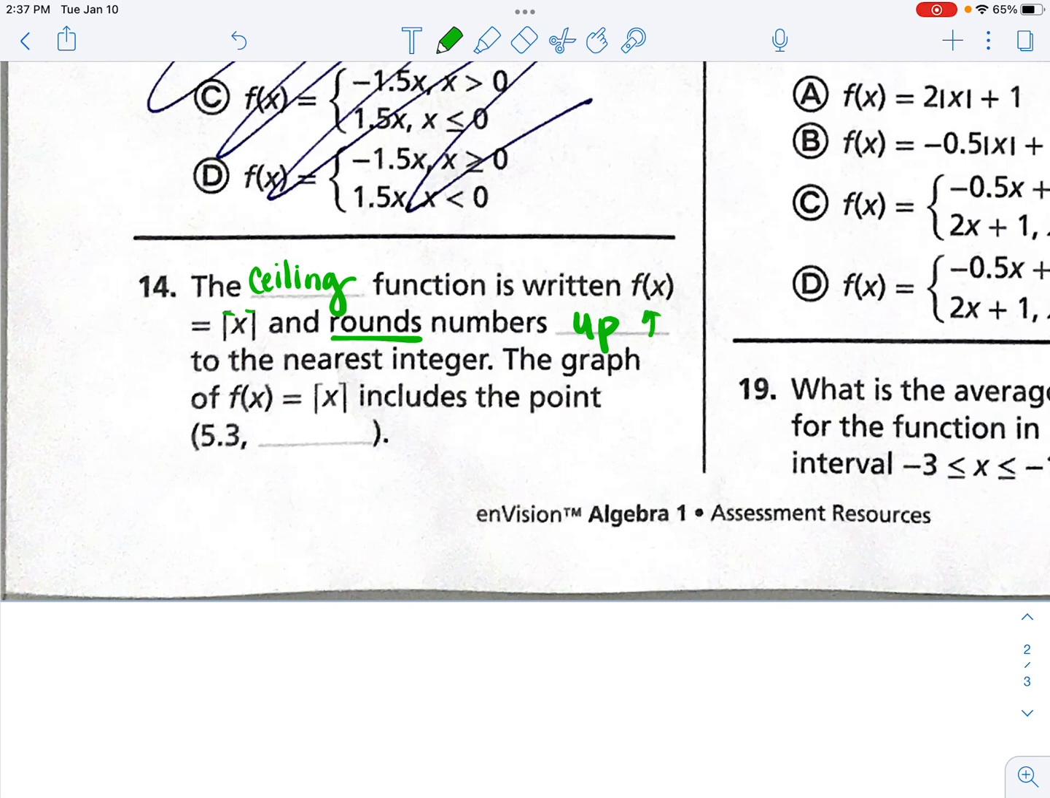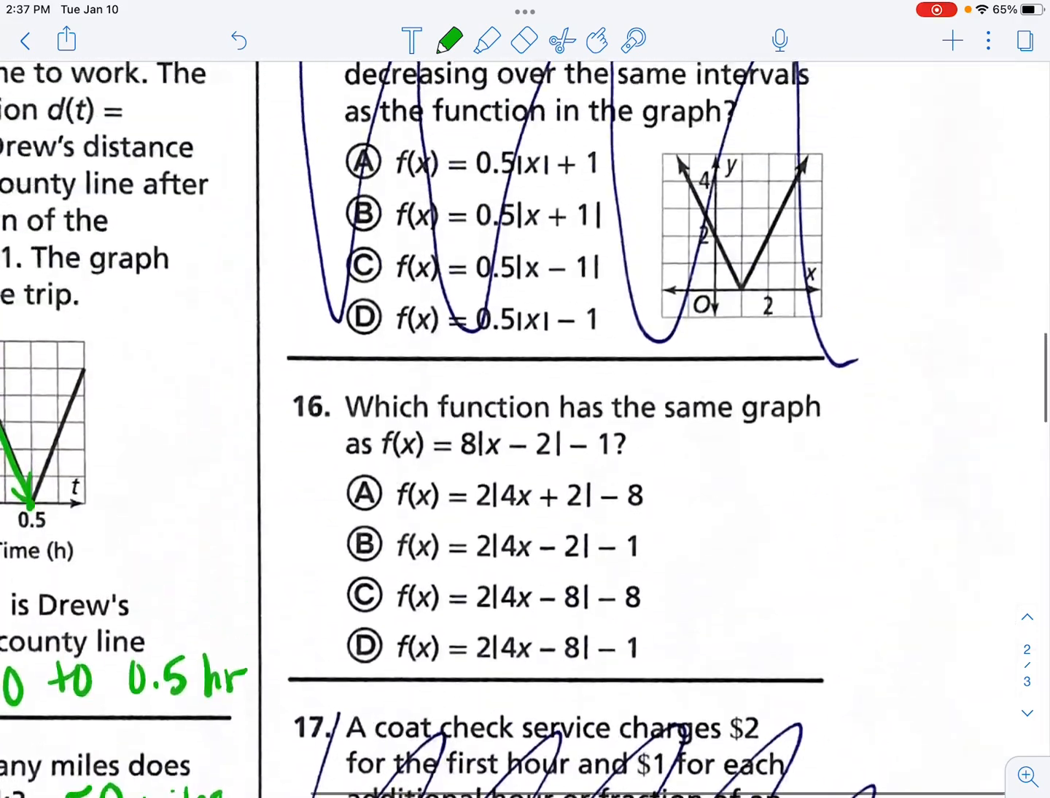So the graph of f of x equals the ceiling of x includes the point 5.3 and 6, because 6 is the next largest integer after 5.3. Ooh, I hate to use around. Ooh, that hurts my feelings.